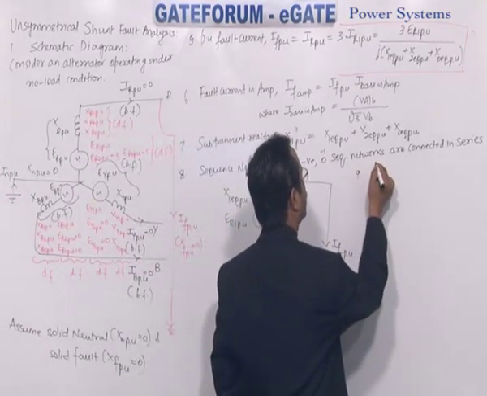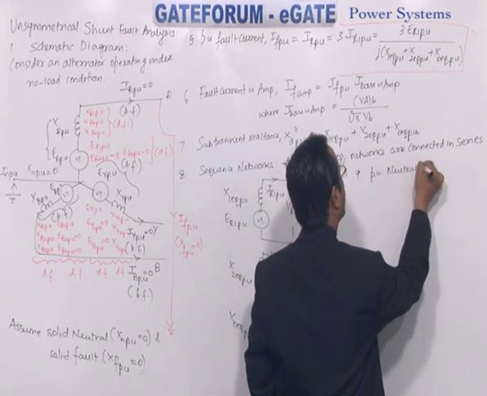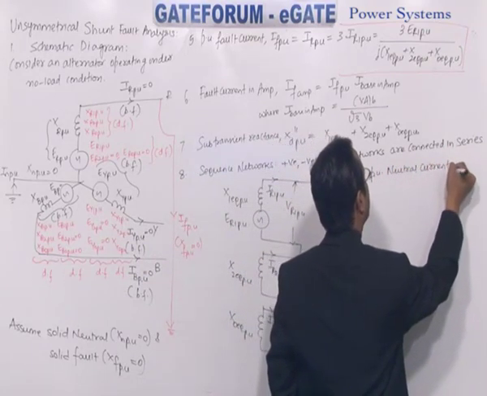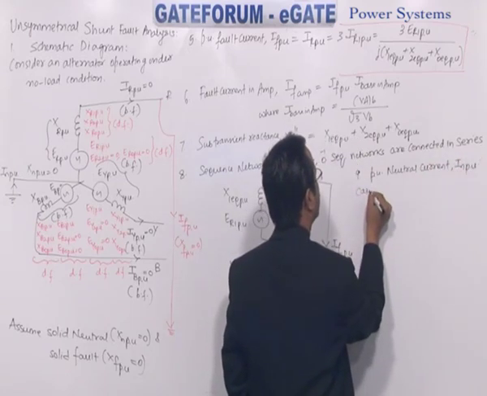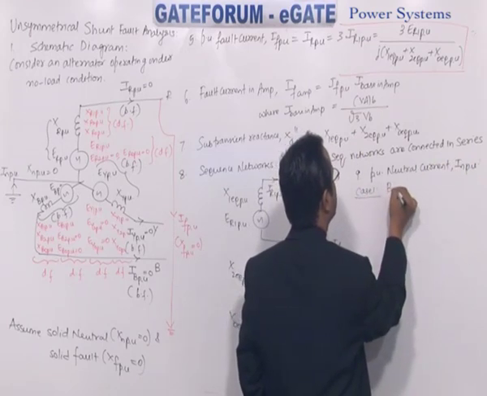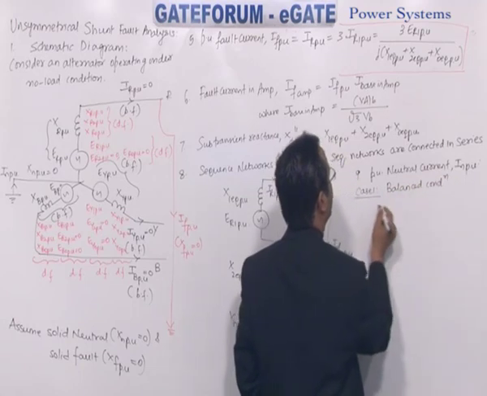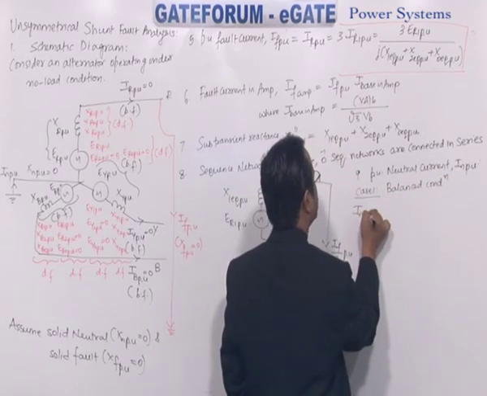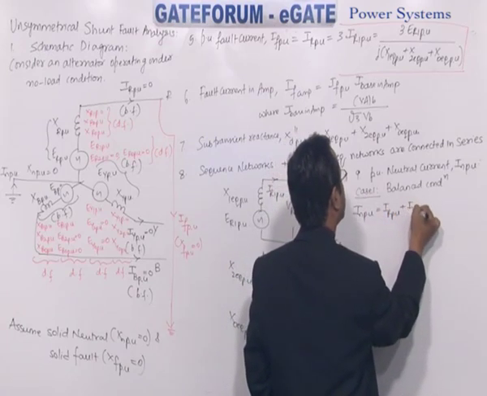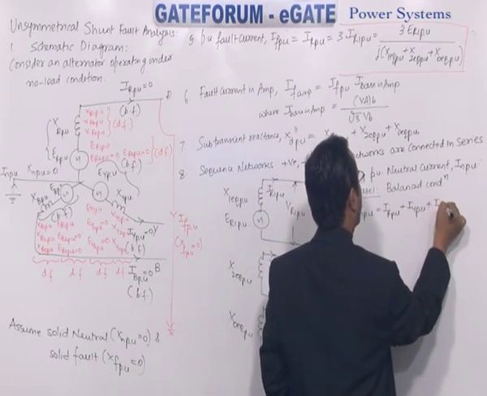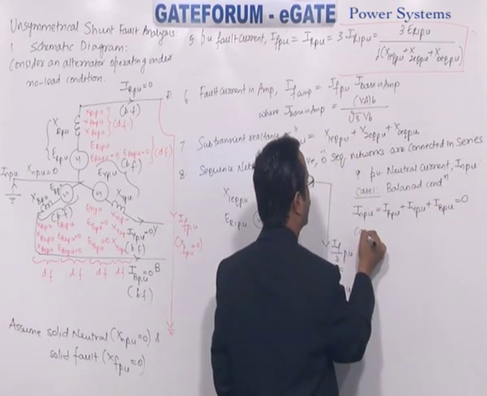Now we check the ninth one, the per unit neutral current, that is IN per unit. Here first we deal with case 1, balanced condition. So in balanced conditions, how much is IN? IR plus IY plus IB, the sum is 0.